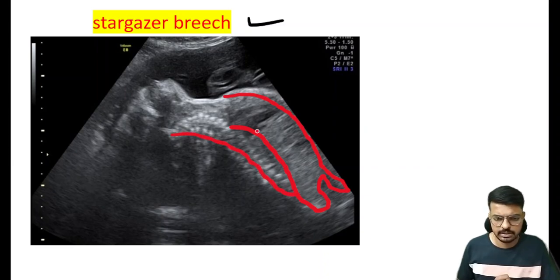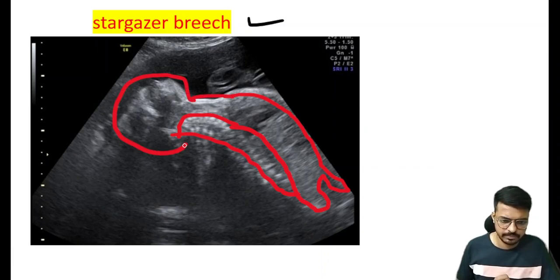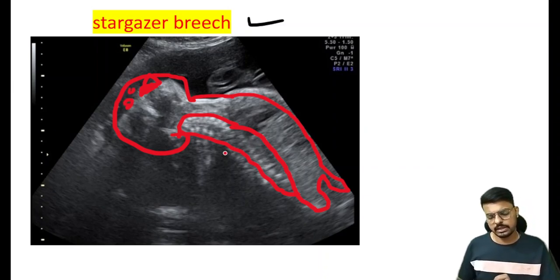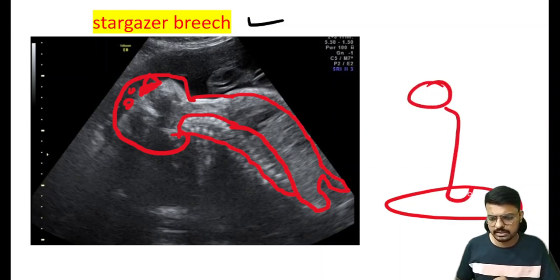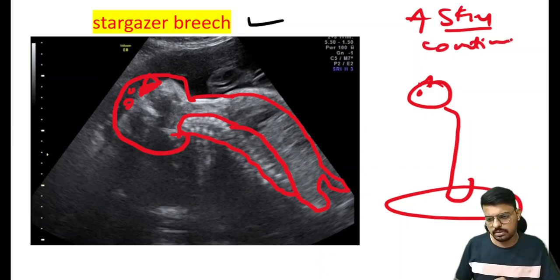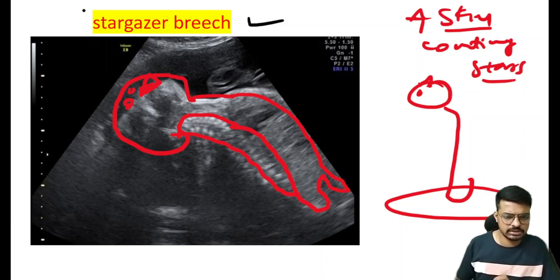Are you able to see the spine here? Yes, and here is the neck, and this one is the face. This is the nose, and these are the eyes. So look at the image. In this particular case, this is the pelvic inlet, and the baby's neck is completely extended like this, and it is looking up to the sky and counting the stars. So that is the reason it is called the stargaze breech.